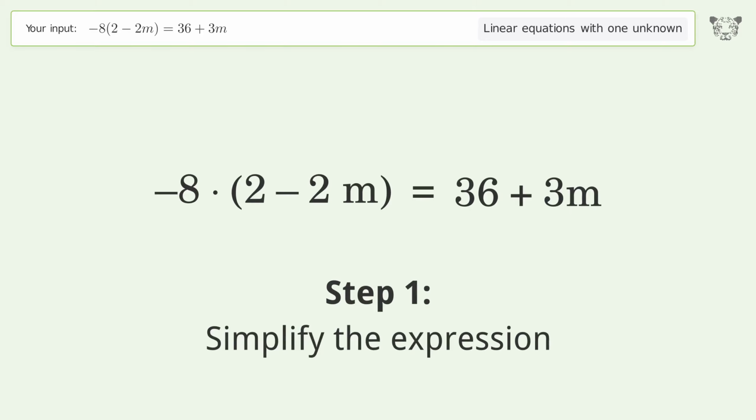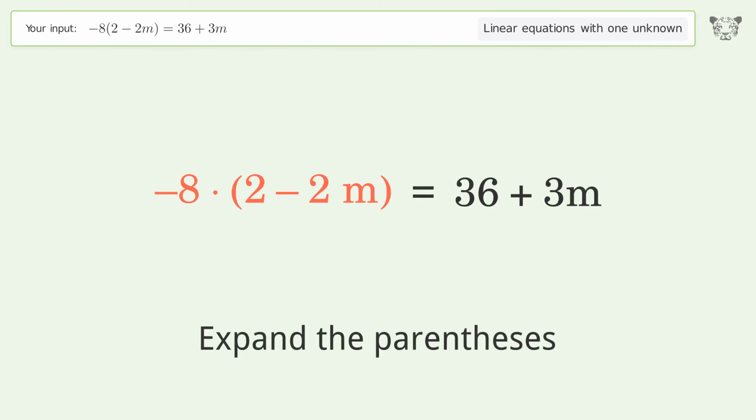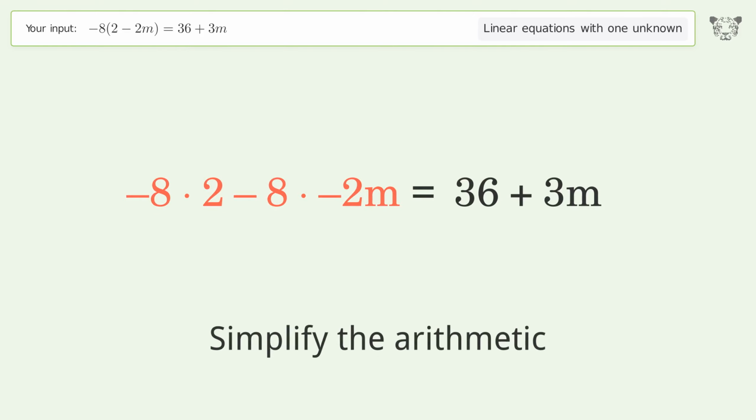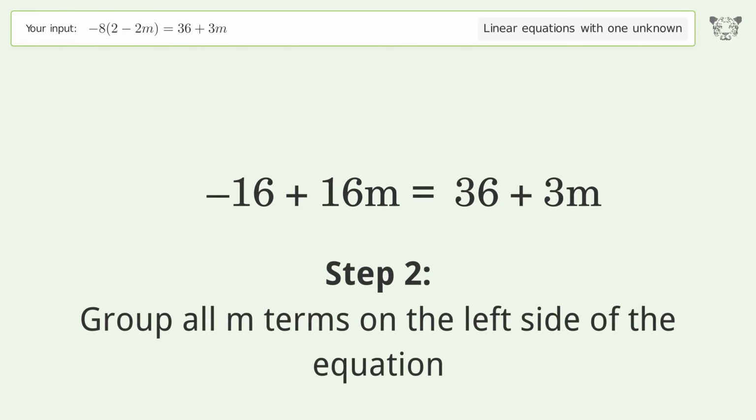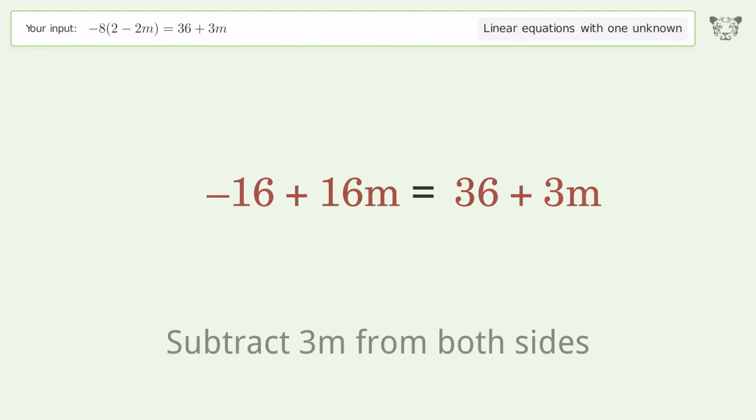Simplify the expression. Expand the parentheses. Simplify the arithmetic. Multiply the coefficients. Group all m terms on the left side of the equation. Subtract 3m from both sides.